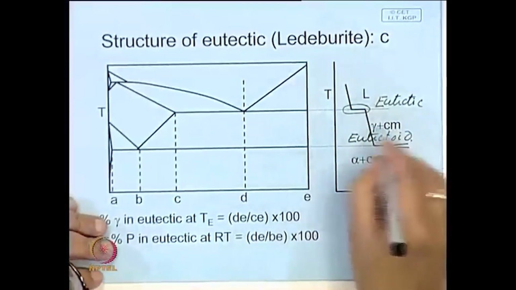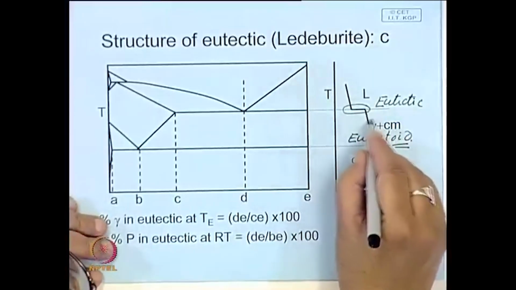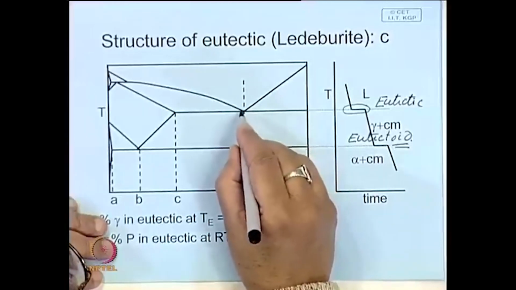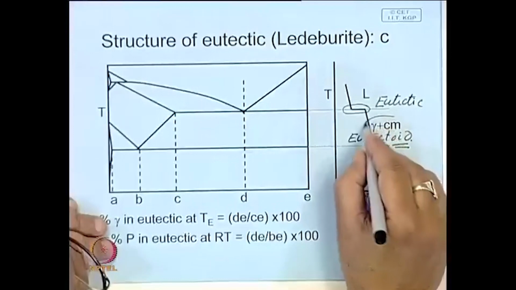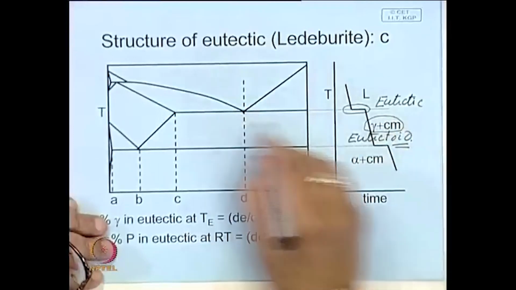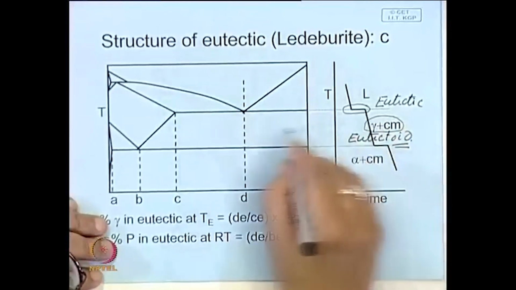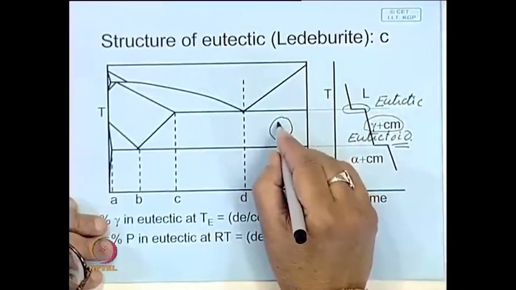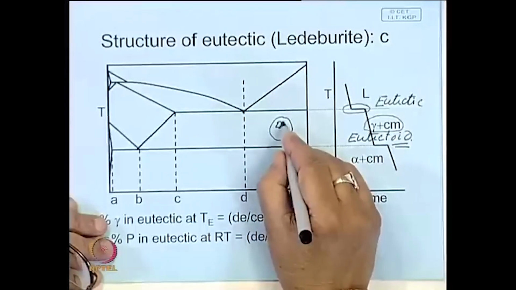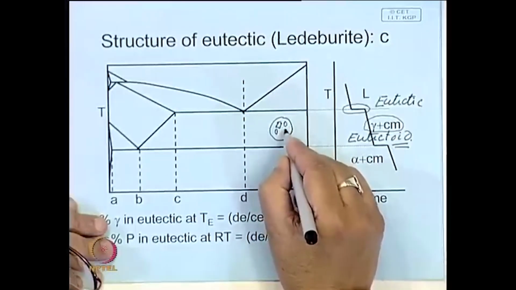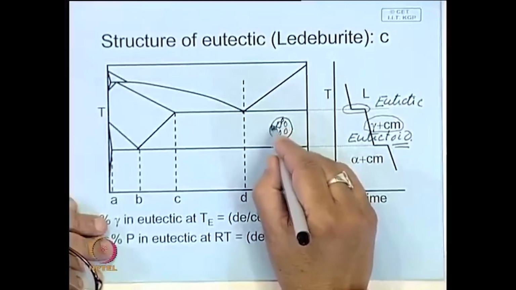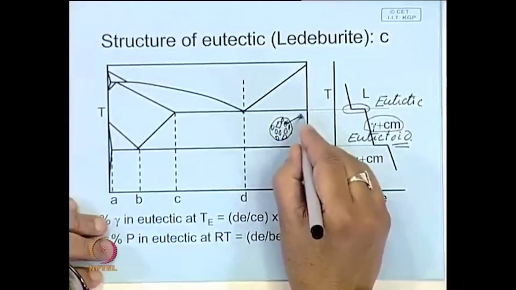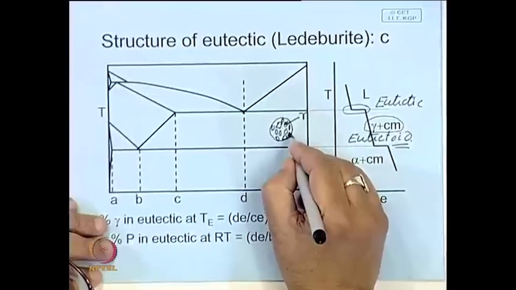So, here you have liquid, here you will have austenite, and as the temperature goes down you will have an intimate mixture of austenite and cementite, that is eutectic structure. Eutectic will be a mixture of austenite surrounded by cementite. So, these are austenitic regions, and so you will have an intimate mixture of austenite and cementite.